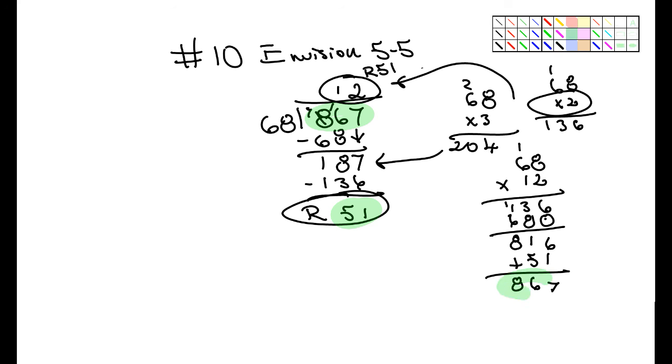We have 867. Okay? And I did that again by multiplying my answer, which was 12, by what we were dividing by, and then if there was a remainder, and in this case there was, you would add the remainder in at the end. Okay. All right, that's it. Help for number 10.